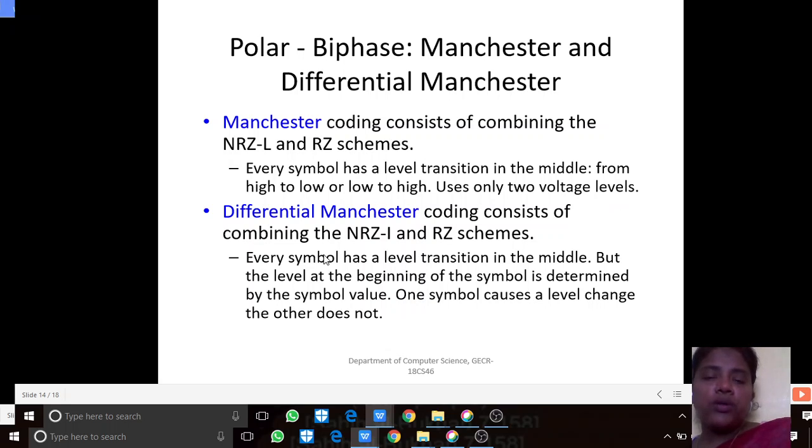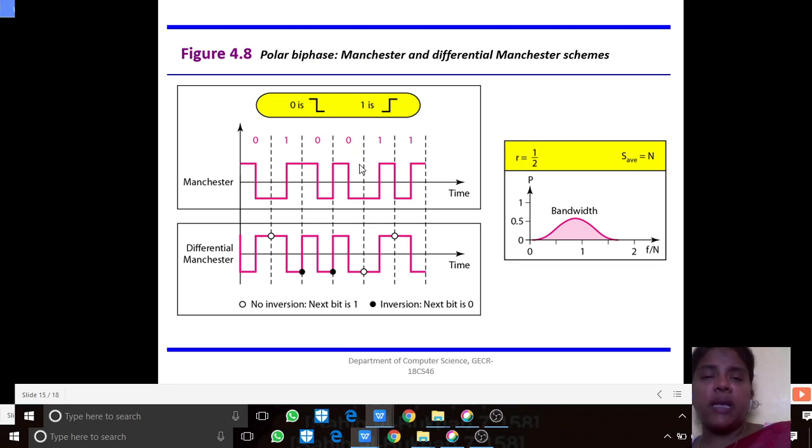Okay. So differential Manchester coding consists of combining NRZ-I and RZ. So NRZ-L with RZ is Manchester, and NRZ-I with a combination of RZ is differential Manchester. Here every symbol has a level transition in the middle, but the level at the beginning of the symbol is determined by the symbol value. One symbol causes a level change, the other does not. We'll see with a pictorial example.